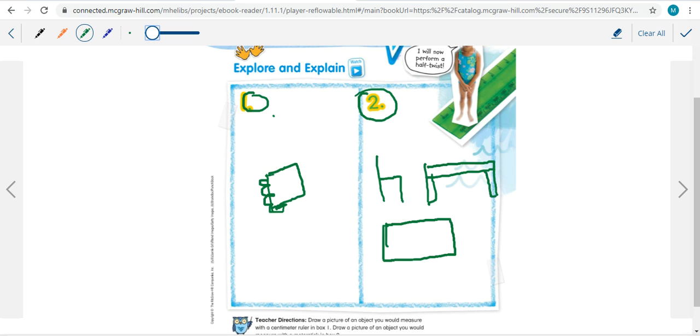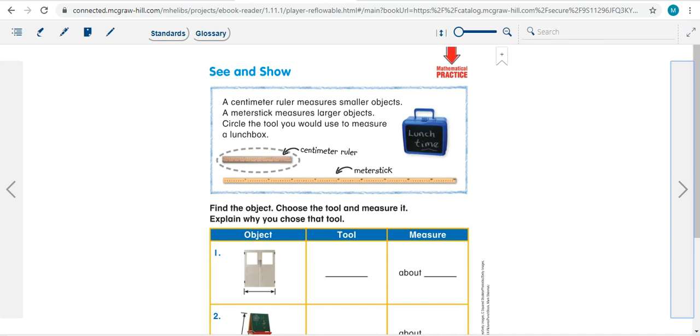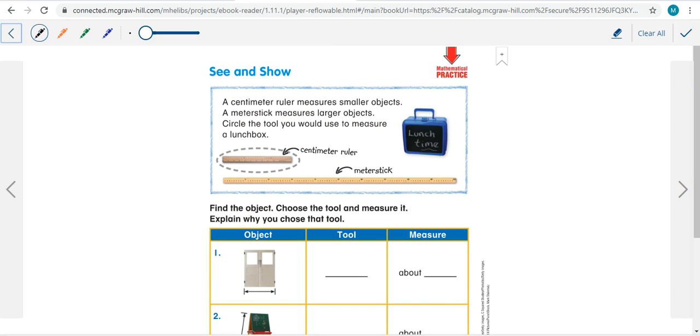Okay, what else can you measure with a centimeter ruler? For example, a pencil, a water bottle. These are all objects that are small, so that's why we can measure with a centimeter ruler. On number 2, you need to draw objects that you will measure with a meter stick.